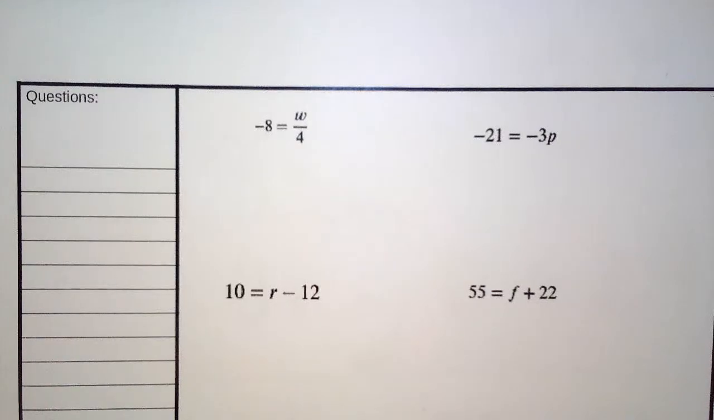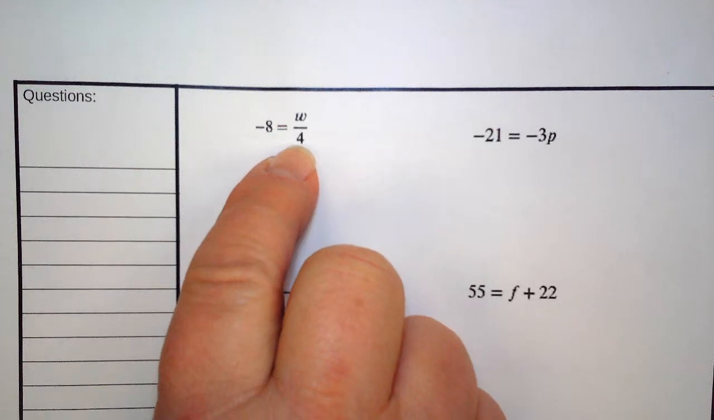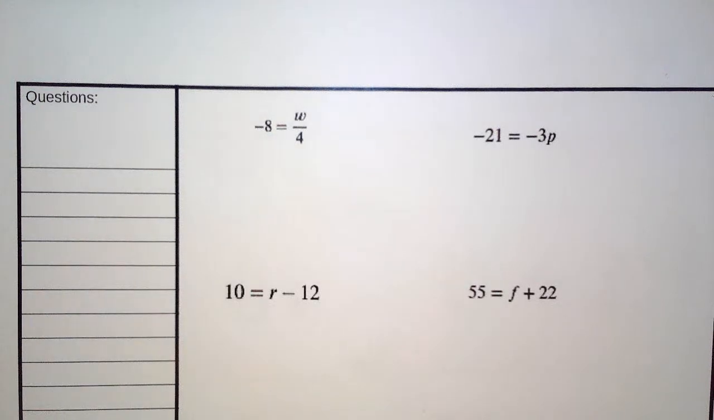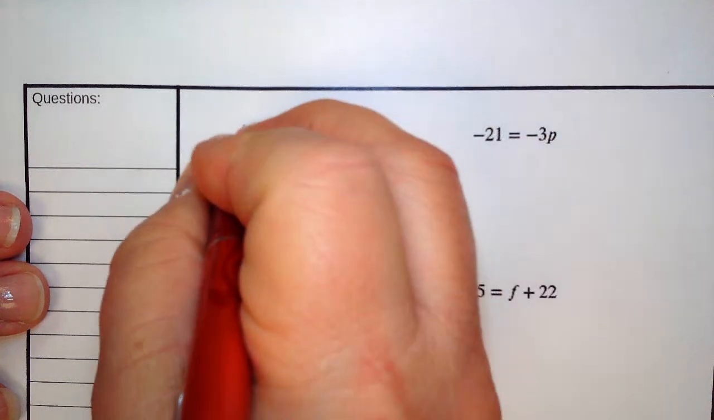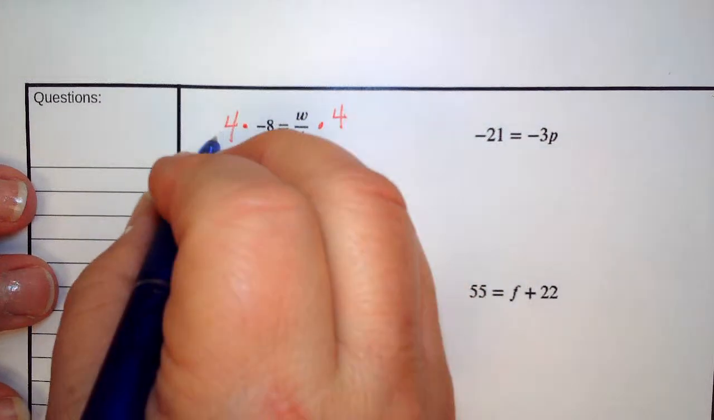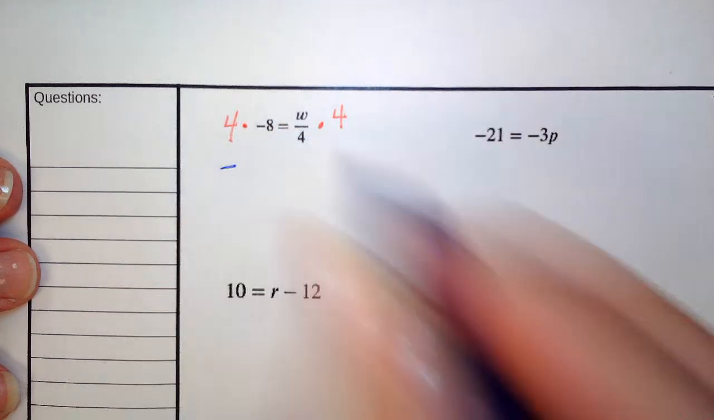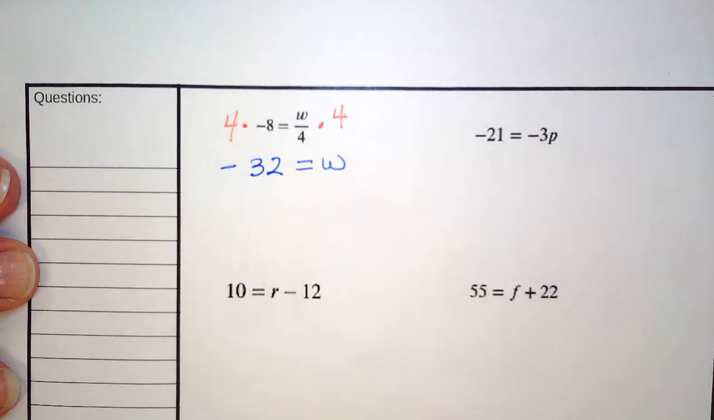But what happens if it's on the other side? Does it make any difference? The answer is no. So, -8 is equal to some number divided by 4. The opposite of division is multiplication. 4 times -8. Positive times negative is a negative. 4 times 8 is 32, and that is equal to W.